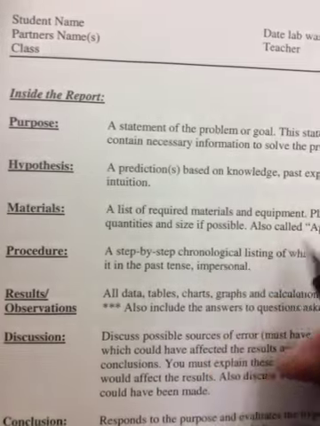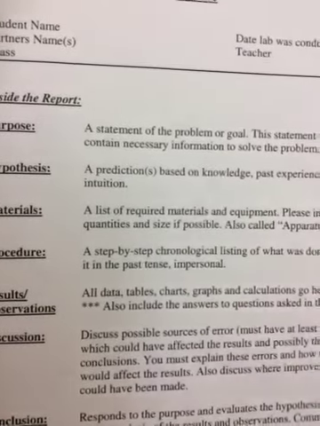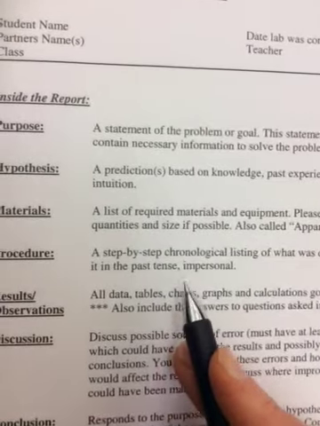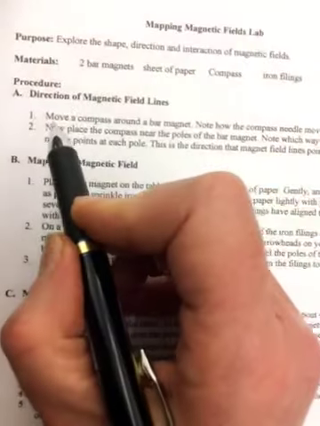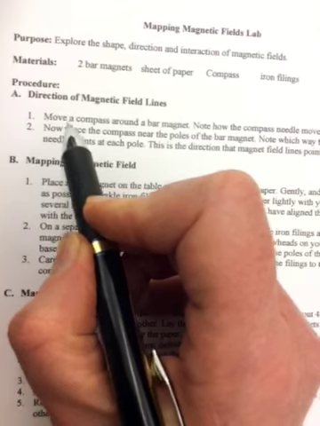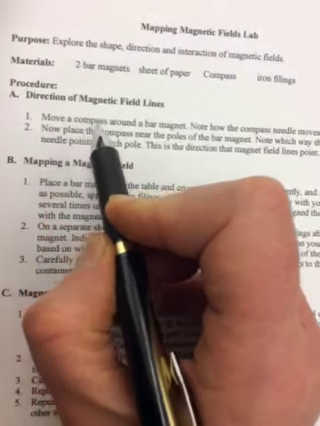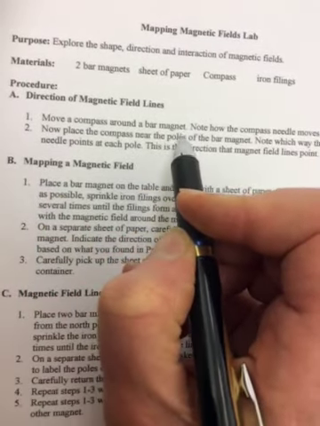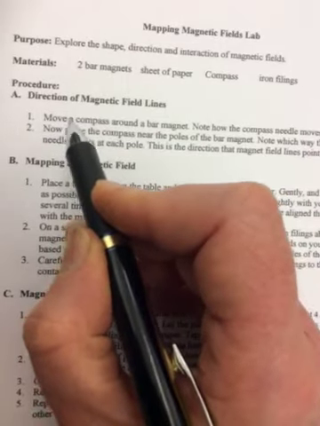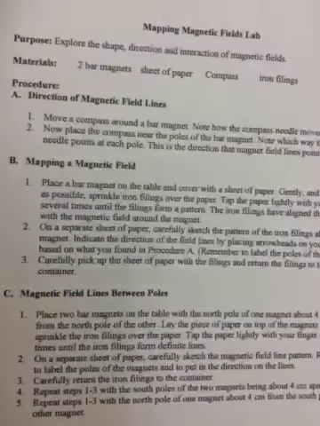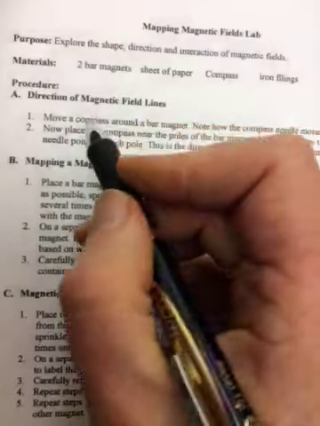Procedure: step-by-step chronological listing of what was done in the past tense and impersonal. And this is always the one that messes people up. Okay, so it says past tense impersonal. So step 1, move a compass around a bar magnet. You cannot just say moved a compass around a bar magnet. That'll make your English teacher grow old before her time.